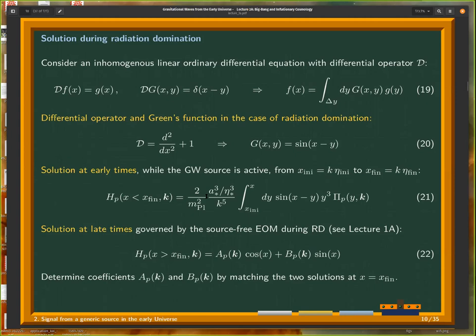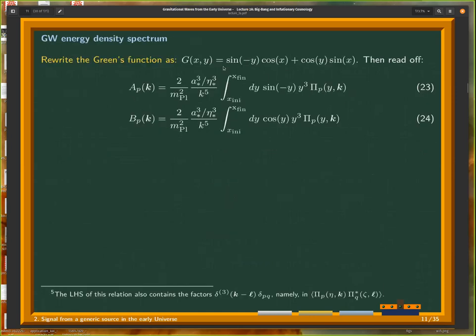So now we can determine the coefficients A and B just by matching these two solutions. I introduced this x final when the source shuts off, and prior to x final, this is the valid solution, and after x final, this is the solution. So we just match the two solutions at the specific value, at x final. All right, you see that the solution at late times involves this cosine function and this sine function. And now we can play with this Green's function in here. So let me just take my Green's function.